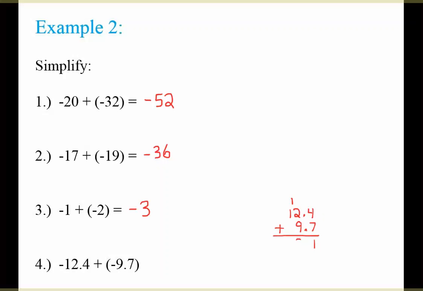All right, so it looks like we come up with, nope, carry the one. 22.1. And then we have to go back to our story again. If we've lost 12.4 and we've lost 9.7, our answer is going to be negative because it's money that we have lost. And we're talking about a negative 22.1.